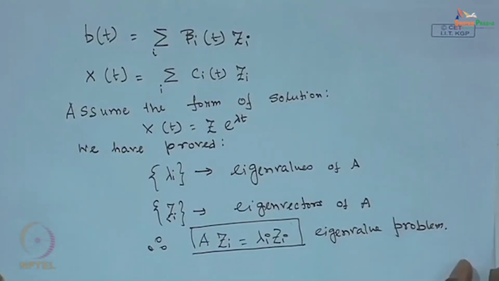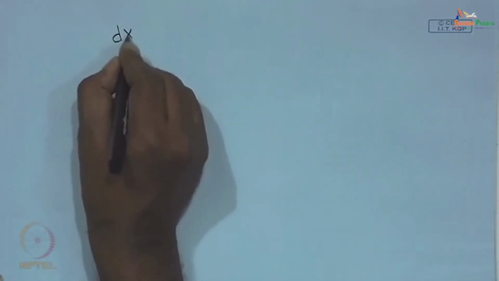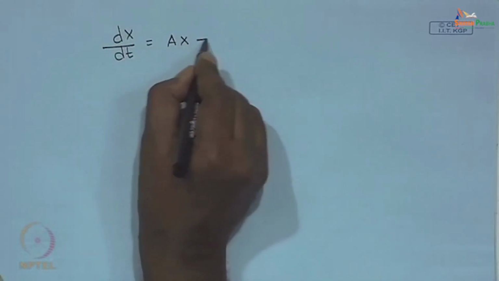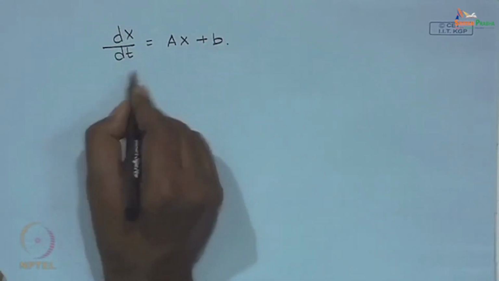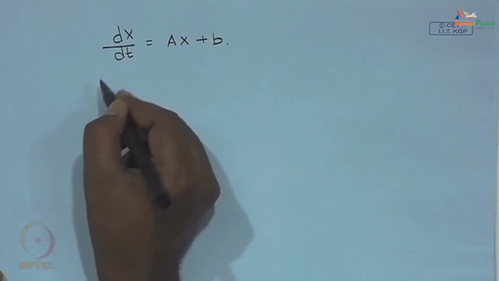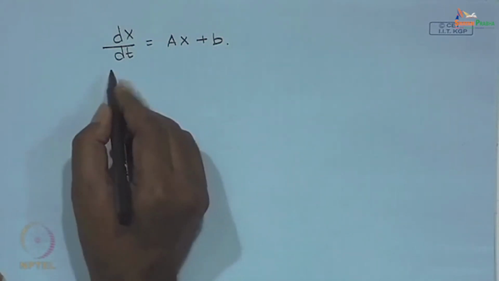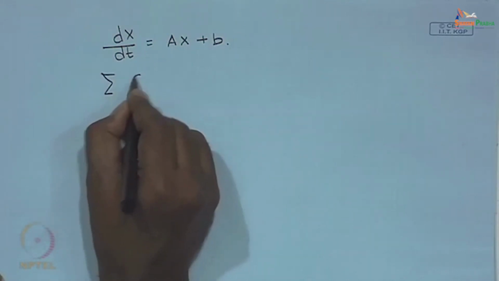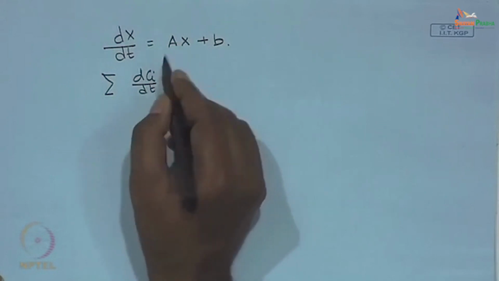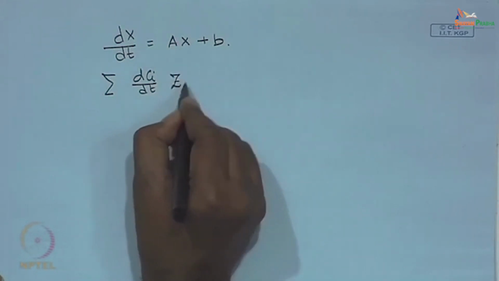Okay. So, next we write down the equation dx/dt is equal to Ax plus b, and write down the expression of x. x is the summation of c_i z_i. So, therefore, dx/dt will be the summation of dc_i/dt z_i. If you remember, c_i was a sole function of time. So, it becomes dc_i/dt.